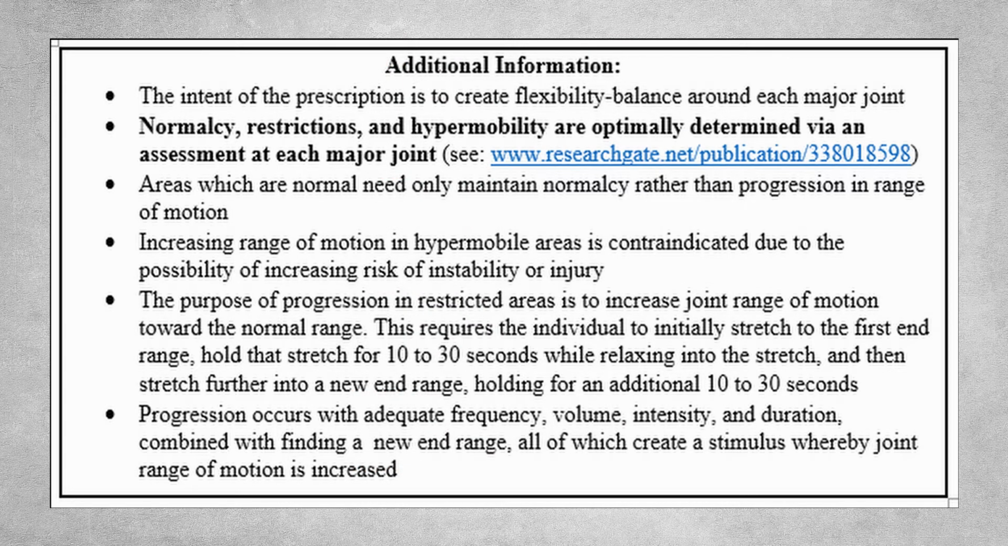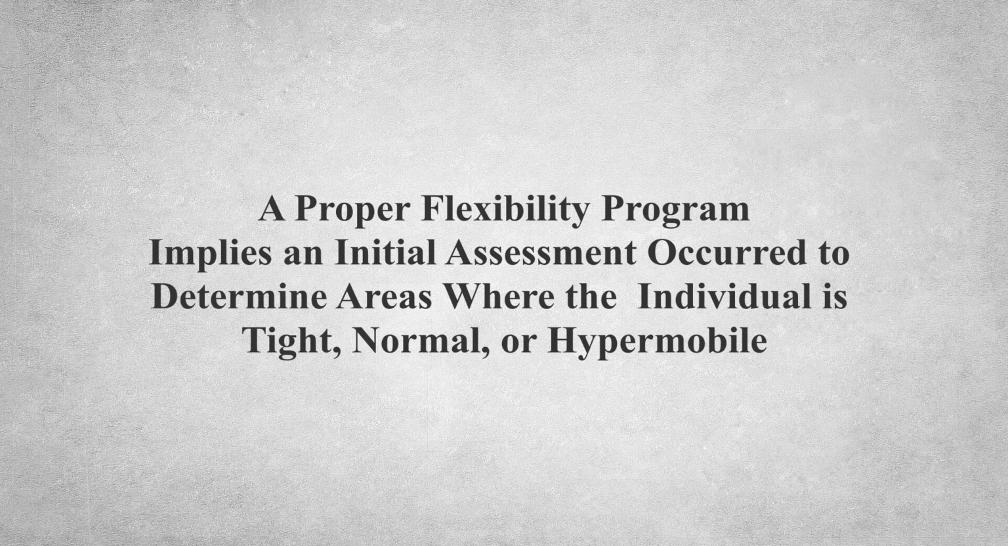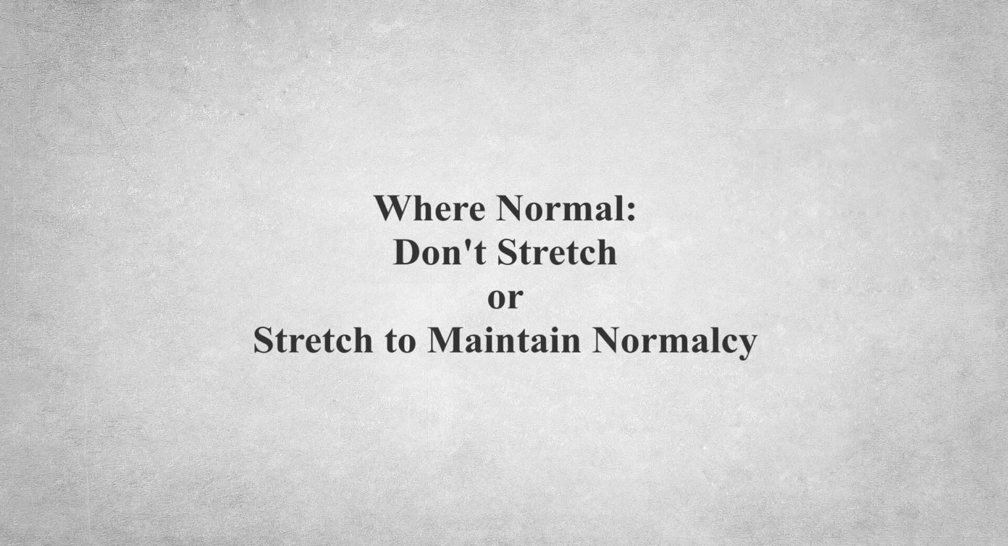And even better, they would start off before even training their clients by performing a joint range of motion assessment from great toe to neck and everything in between. But this is all a perfect world situation. And my main point is that in a perfect world, you want to find out where you're tight, where you're normal, and where you're hypermobile. Because in the areas where you're normal, you either don't need to stretch them or you only need to stretch to the first end range of motion to maintain the normalcy, and there's no need to seek out a second end range of motion, or in other words, to move further into the stretch.